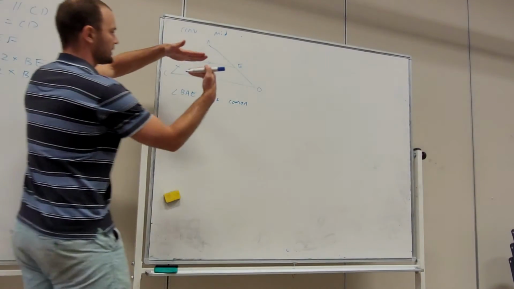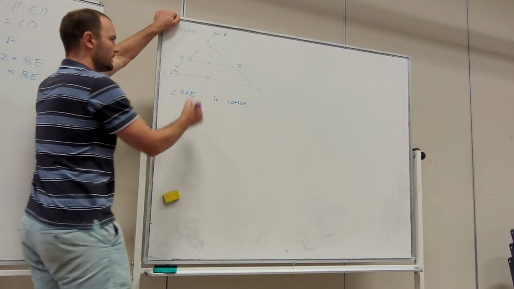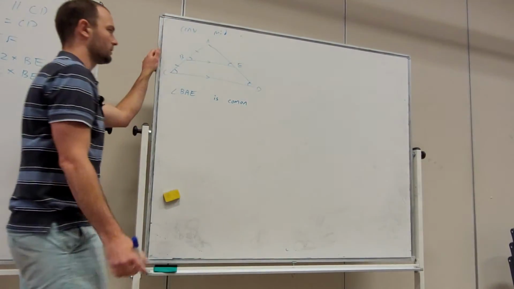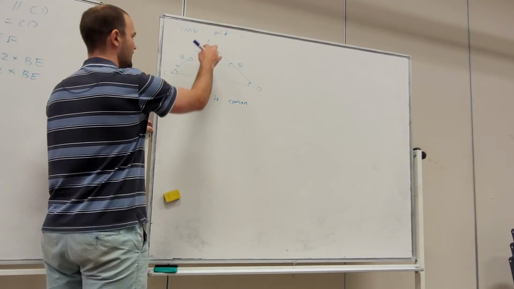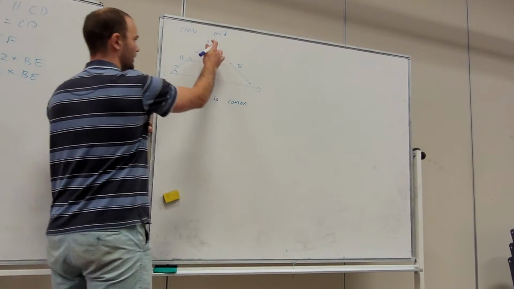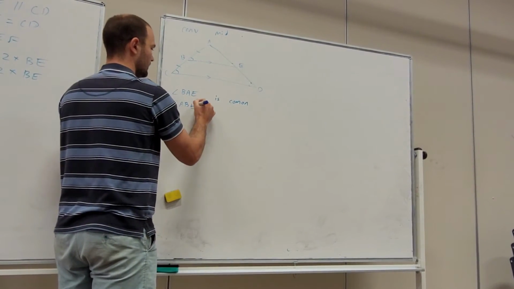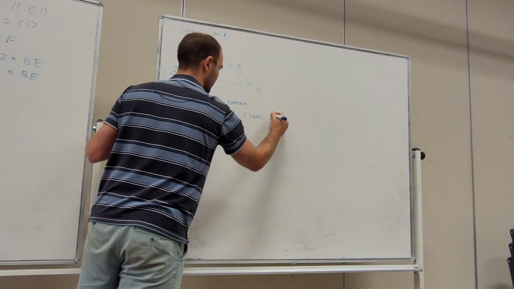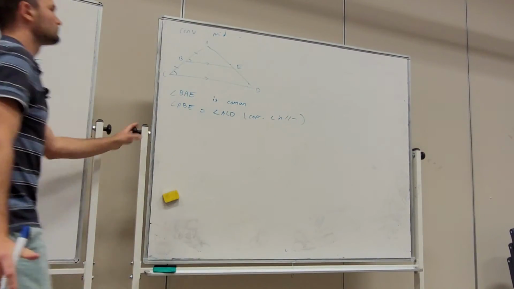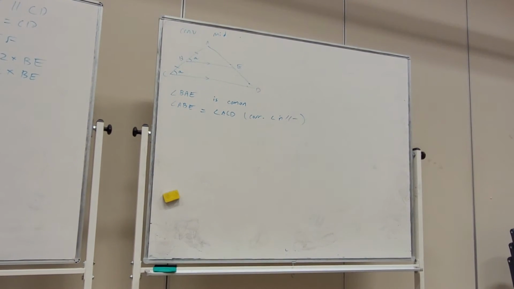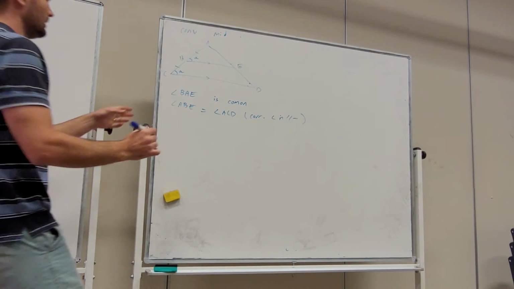These lines are parallel, which means these angles are the same, because they're in the same corresponding position, and these angles are the same as well because they're in the same corresponding position on a straight line. So we've got angle BAE is common, and we'll have angle ABE, sorry, is equal to angle ACD, and they're corresponding. So therefore they're similar. They've got two angles the same, therefore they're similar.